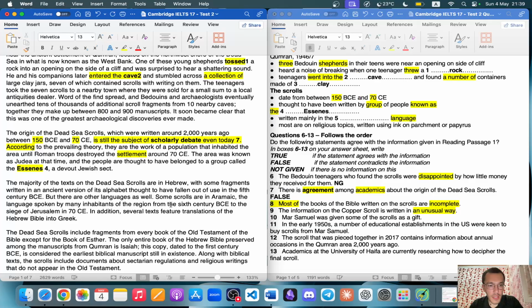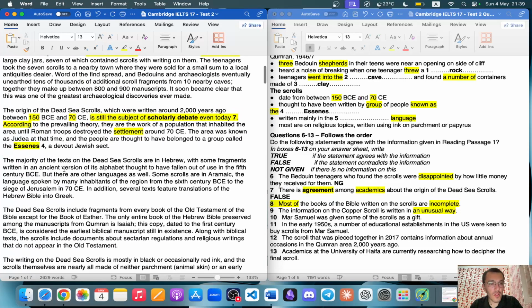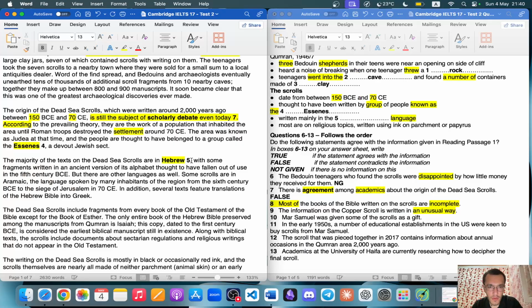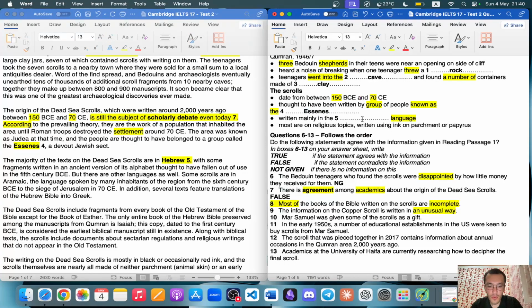And then written mainly in some sort of language. So the majority of the text on the Dead Sea Scrolls are in Hebrew. So there we go. We found another answer. It's written in Hebrew. Number 5. There we go. Let me highlight that. So it's written in Hebrew. Hebrew is a Jewish language.